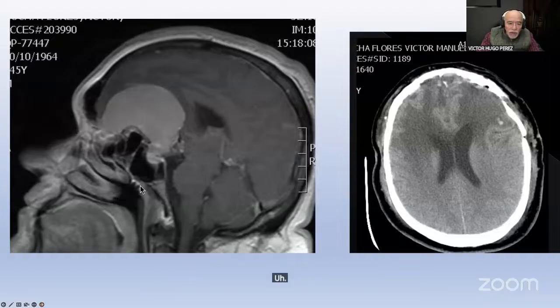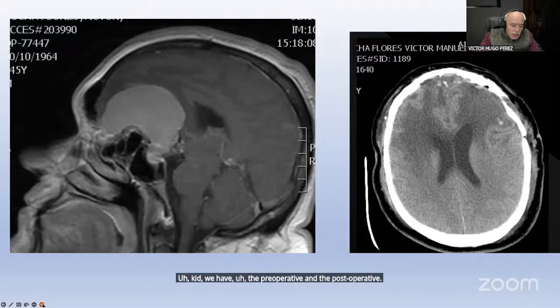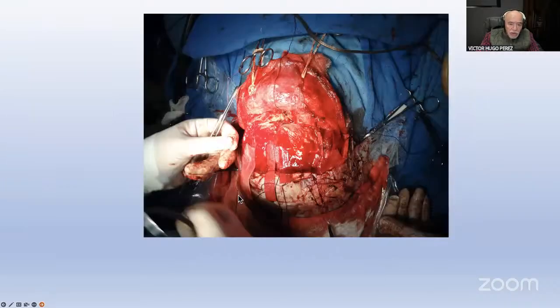Here we have the preoperative and the postoperative. This is a picture about this surgery.